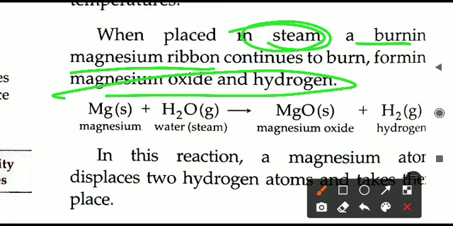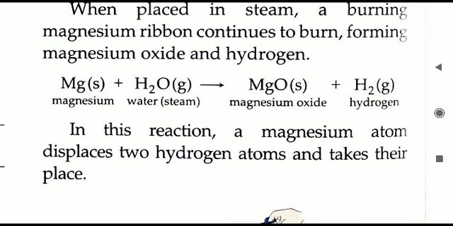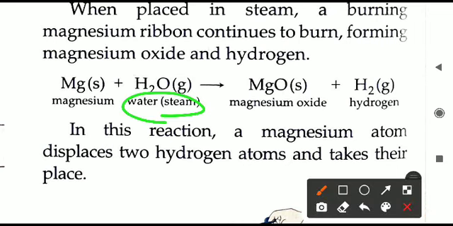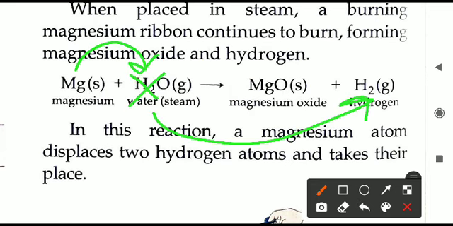In cold water it does not react, it needs some heat energy to react. So here we will not use cold water, we will use steam, that is boiling water. So that is again the same concept. Magnesium replaces one hydrogen. Here you can see hydrogen is produced. What is the remaining thing? MgO will be produced.